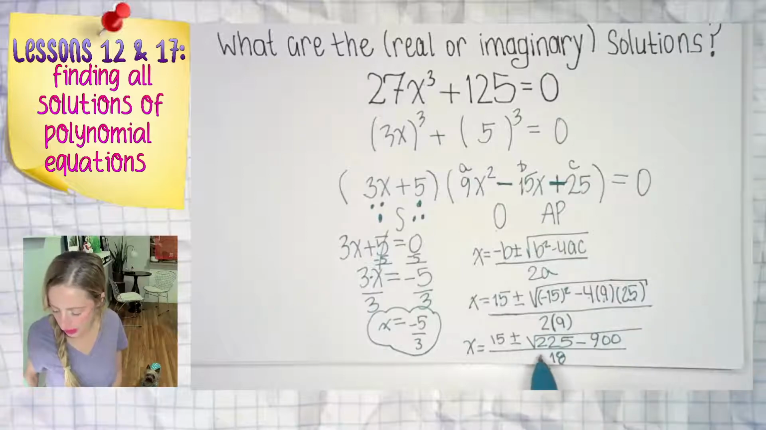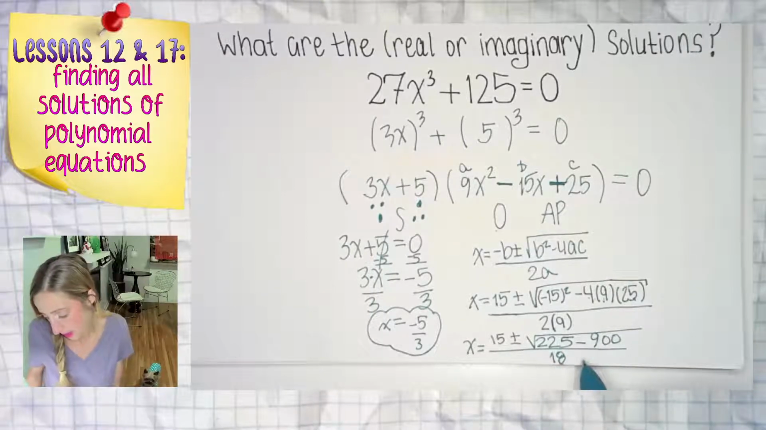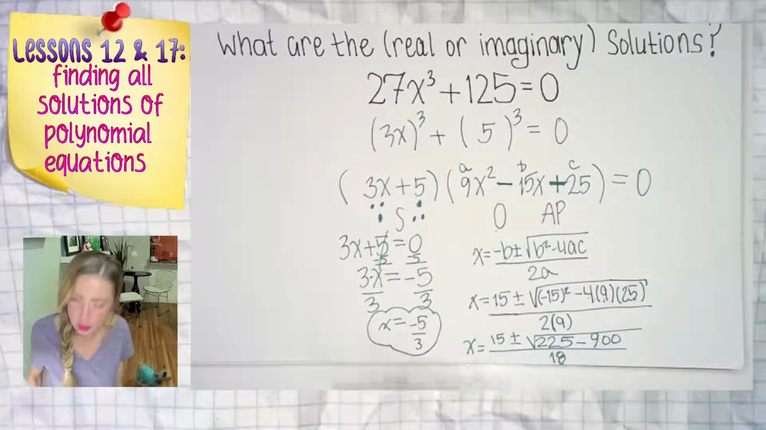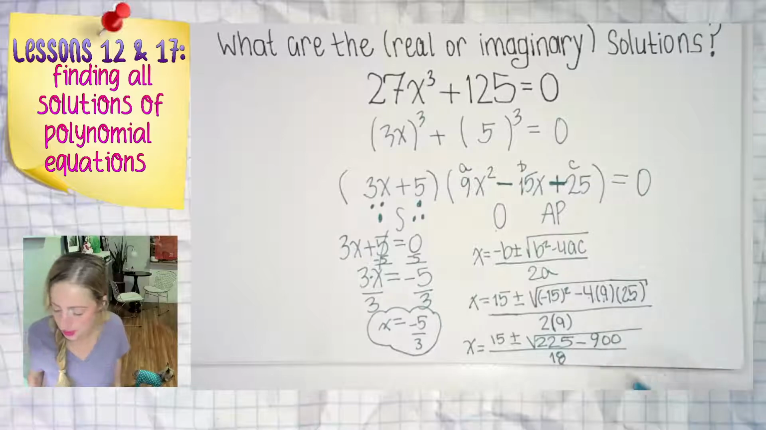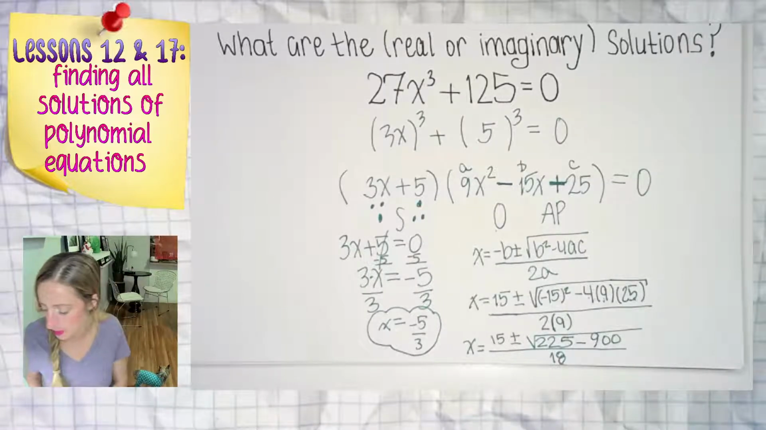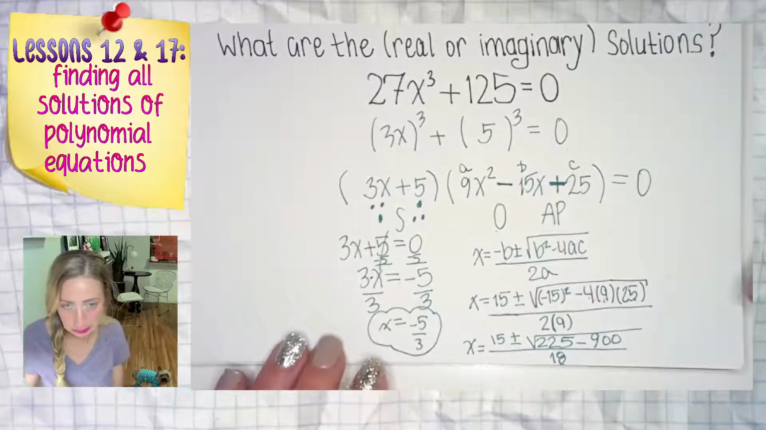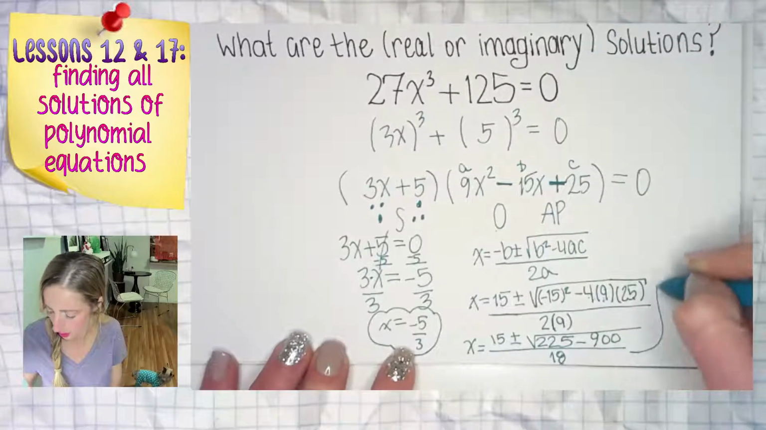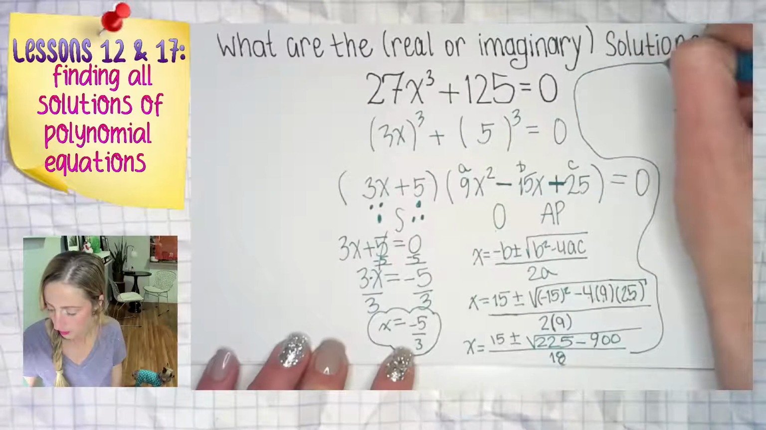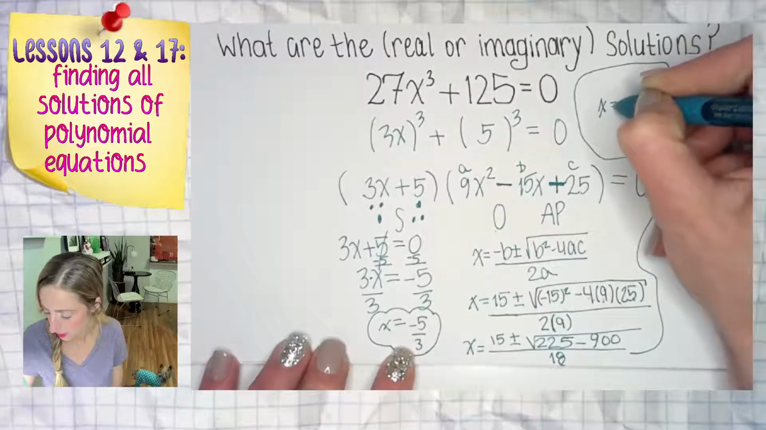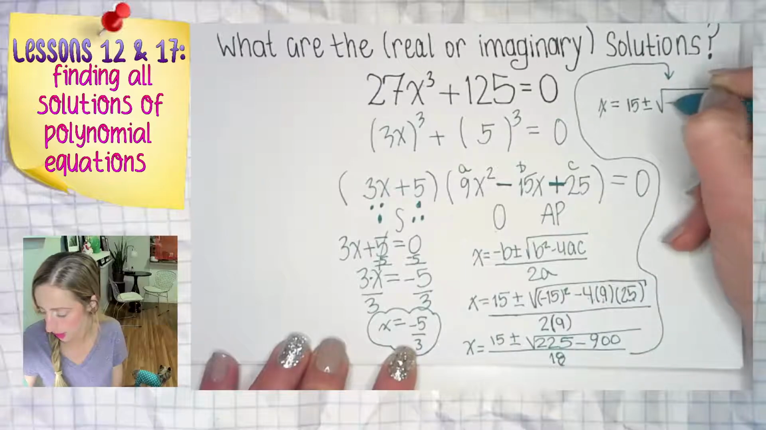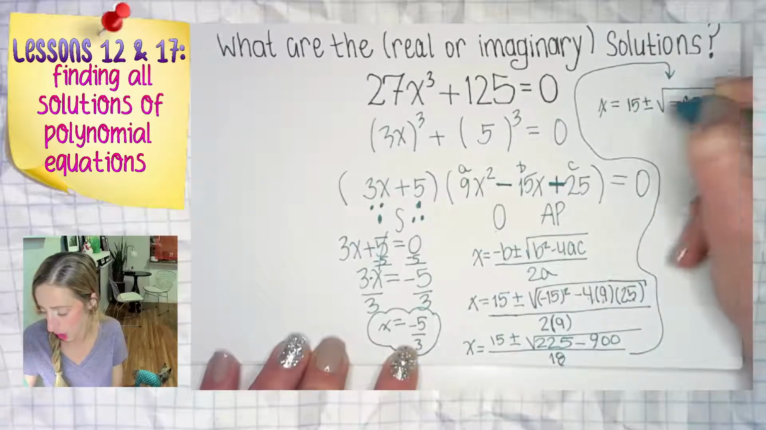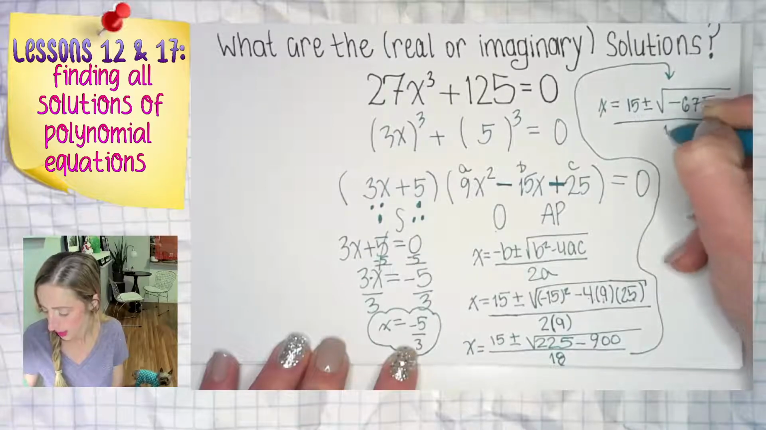Now we need to simplify 225 minus 900. So what we would do in this situation is you do 900 minus 225. We're going to make the answer negative. So 900 take away 200 is 700, and then take away 25 more, we're going to get 675. So I'm just going to go up and around. x equals 15 plus minus the square root of negative 675 over 18.